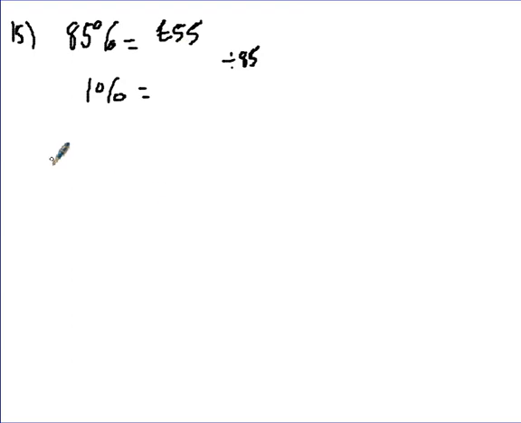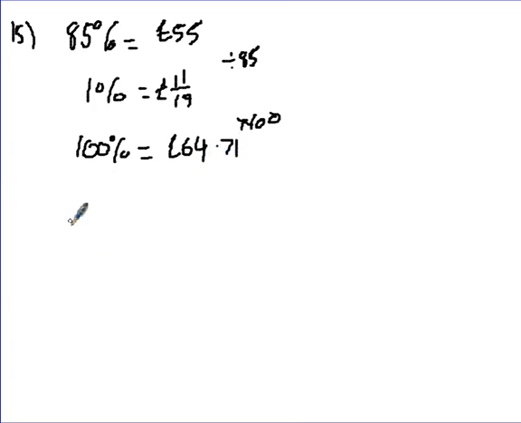I'm actually going to leave it in fraction form. So you've got that as a pound, and then we're going to times that by 100 to then give us what it originally would have been, what he would have paid. Now it's asking us to do it to the nearest penny. So it's £64 and 71 pence. So how much has he saved? It's £64.71, take off £55, which then is £9 and 71 pence.